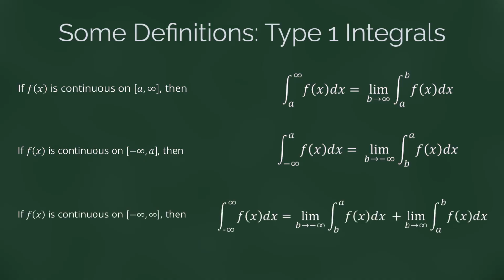Our last case is when we have a function that's continuous on all real numbers from negative infinity to infinity. In that case, we will define the integral from negative infinity to infinity of f of x dx in terms of the sum of two limits, the limit as b goes to negative infinity of the integral from b to a of f of x dx, plus the limit as b goes to positive infinity of the integral from a to b of f of x dx.